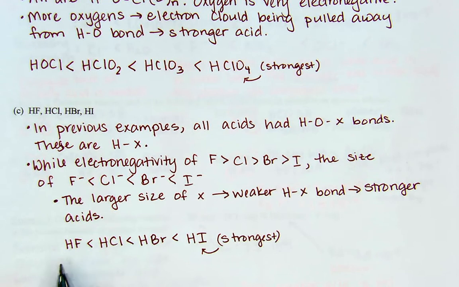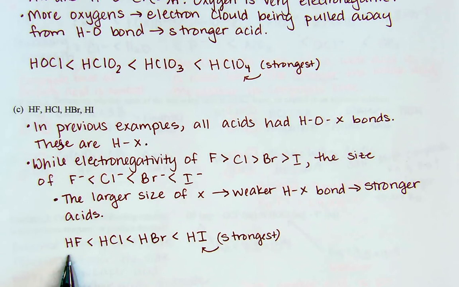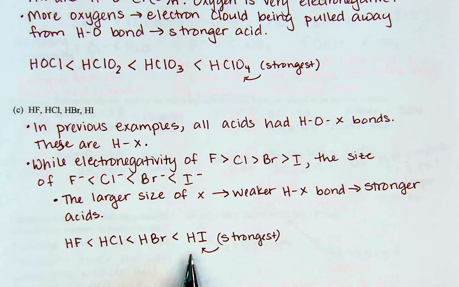And that's why hydrofluoric is a weak acid, because that fluorine is very small and it holds onto the hydrogen very, very tightly, so that hydrogen isn't going to come off very easily. Where here, the iodine is very large, so it can't hold onto the hydrogen as strongly, and that hydrogen comes off easily, making it a stronger acid. Okay, that is it for lesson 4.3 and video 4.3.3, and this is it on types of acids.